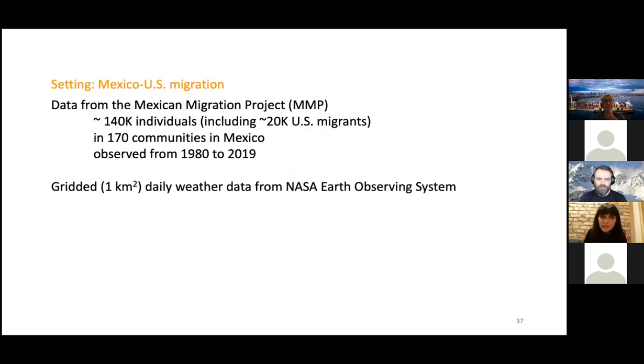So over the years, we have information on 170 communities in this way. And because of these retrospective life histories, we can create a pseudo panel structure that covers between 1980 and 2018 pretty well. So in the end, we have about 140,000 individuals in this data, and about 20,000 of them have migrated to the US at least once in this time window.